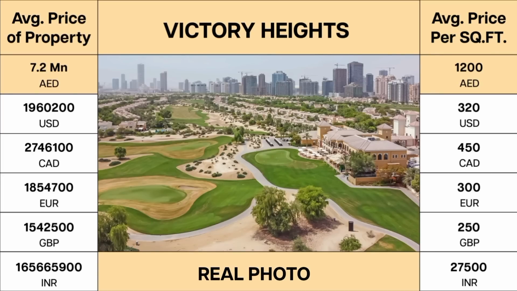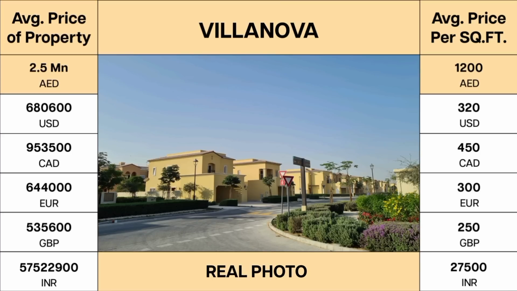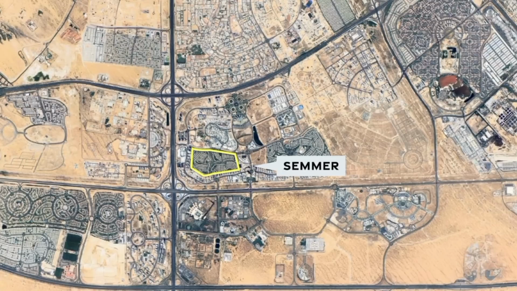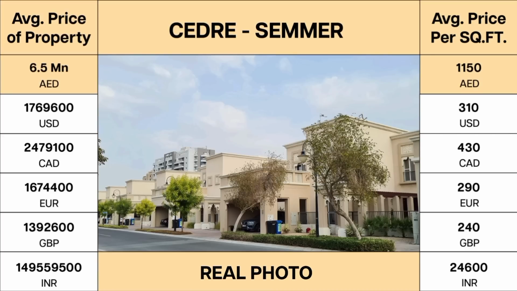Average price per square foot is at 1200 for these villas. Next is Villa Nova, which is a community by Dubai Properties. Average price per square foot is at 1200 and average price of a property is at 2.5 million. There are a couple of villa clusters in Dubai Silicon Oasis, Semer and Cedar. Average price per square foot is at 1150 for these villas.